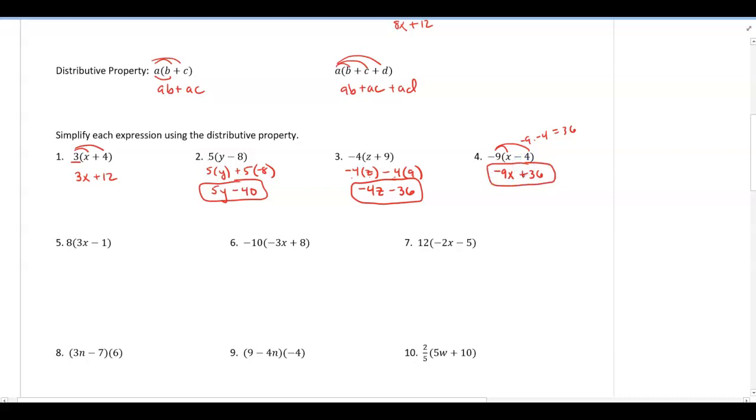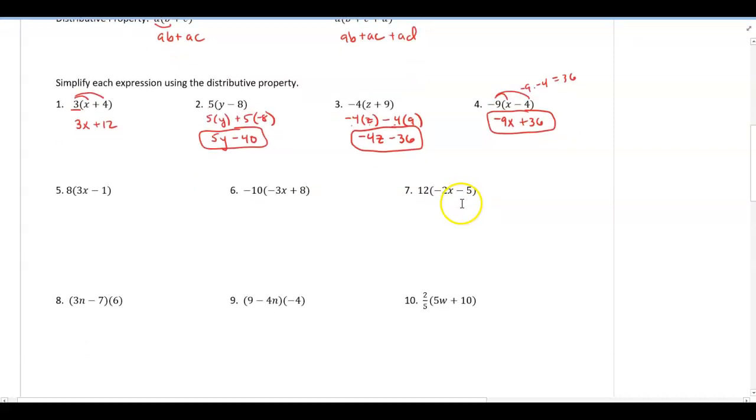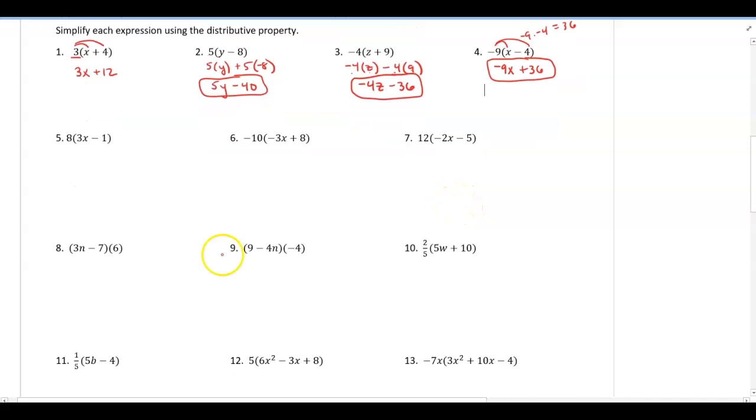So I'm just giving you a variety of ways to show your work for this to eliminate silly mistakes. So here, 8 times 3x would be 24x. 8 times negative 1 would be negative 8, so we would subtract it. Negative 10 times negative 3x is going to be positive 30x. Negative 10 times 8 would be negative 80. So we have 30x, and then since it's negative 80, we're going to come down here and subtract.